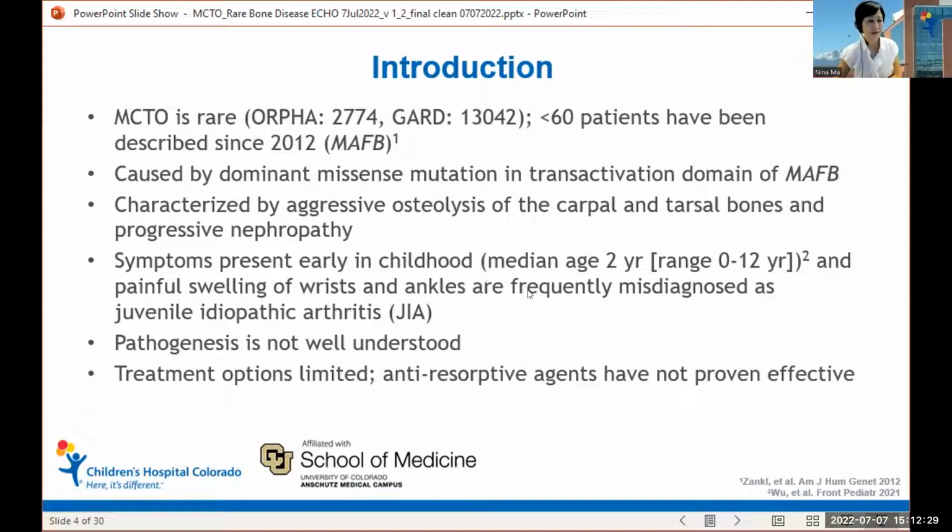And so these patients are frequently misdiagnosed as juvenile idiopathic arthritis, or JIA, which is a far more common condition than MCTO. Pathogenesis is not well understood, but we will get into a deeper discussion about this bullet point throughout the presentation. Current treatment options are rather limited. Anti-resorptive agents have been the most commonly used in this condition, and to date, they've not really been proven to be effective.